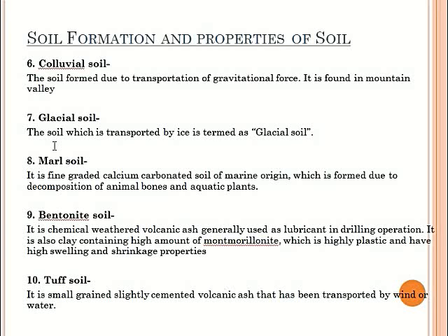Tenth one is tuff soil. It is a small grained, slightly cemented volcanic ash that has been transported by wind or water. So whenever there is a cemented volcanic ash which can be transported either by wind or water, then that type of soil is called tuff soil.